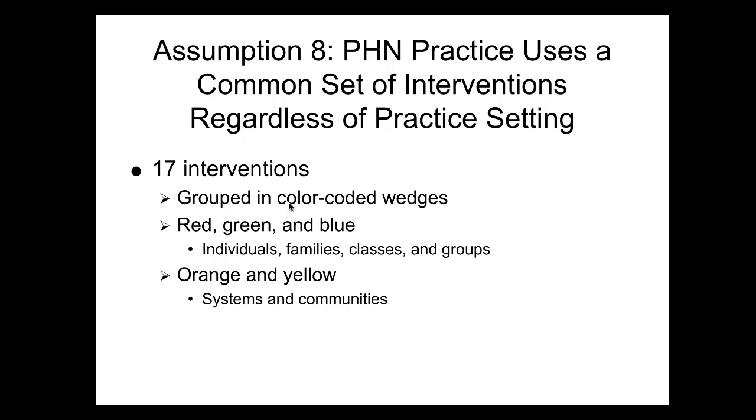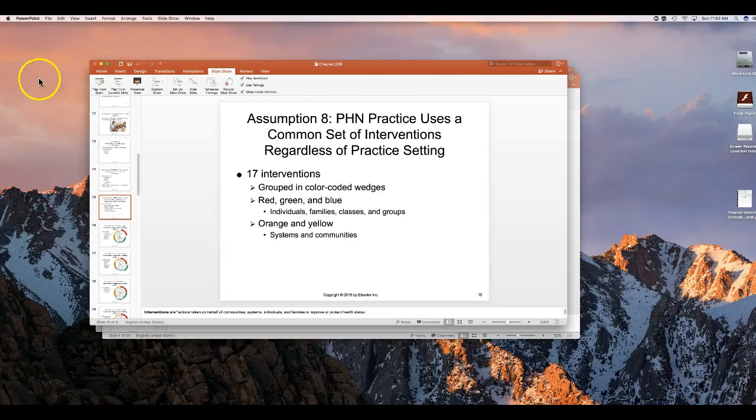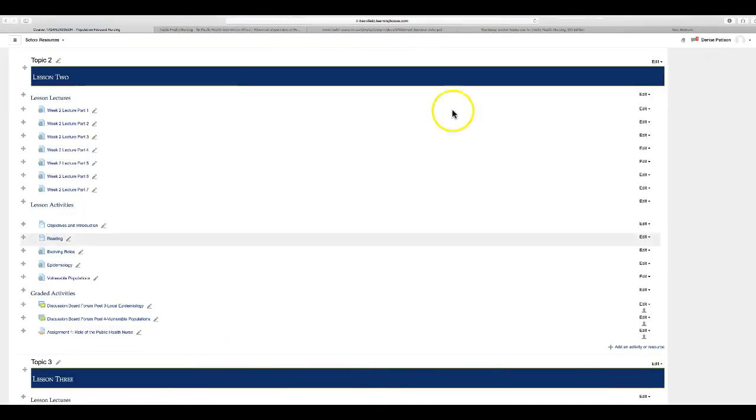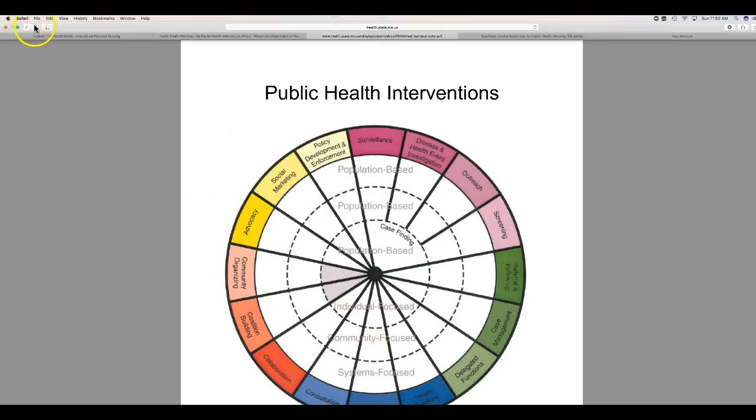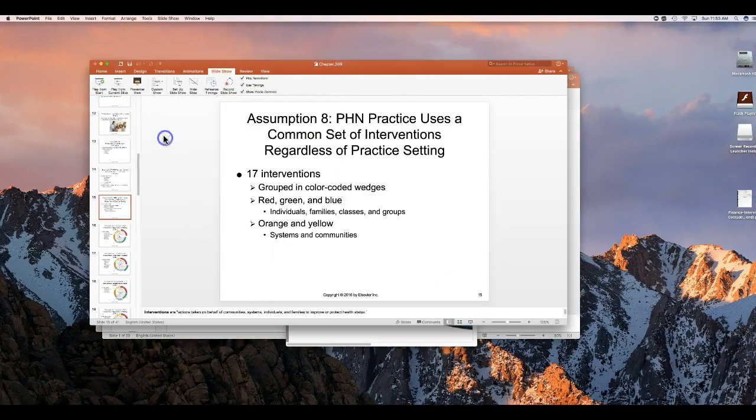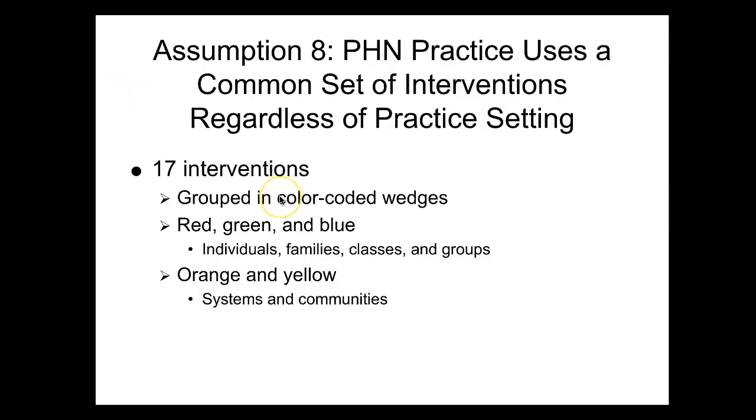Assumption 8, public health nurse practice uses a common set of interventions regardless of the practice setting. So when you look at the 17 interventions, go back to the wheel. So here are the common interventions, okay? And they're going to be at any level, at any place. I know this is darkened out, but it does eventually trickle down. So red, green, and blue, everything's color-coded: individuals, family, classes, and group. And then orange and yellow looks at systems and communities.